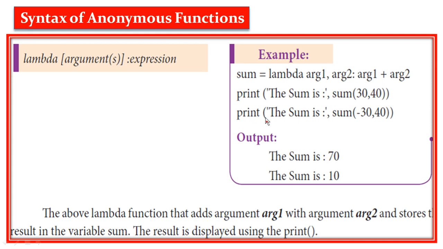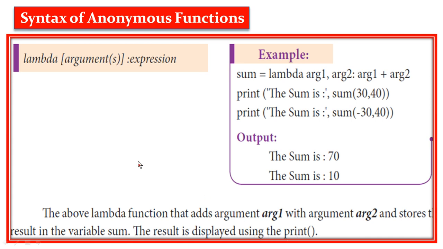In the other print statement, we are giving different values, minus 30 and 40. These values are passed to the 2 arguments arg1 and arg2, giving the final sum minus 30 plus 40, which is equal to 10. The above lambda function adds argument arg1 with argument arg2 and stores the result in the variable sum. The result is displayed using the print statement.